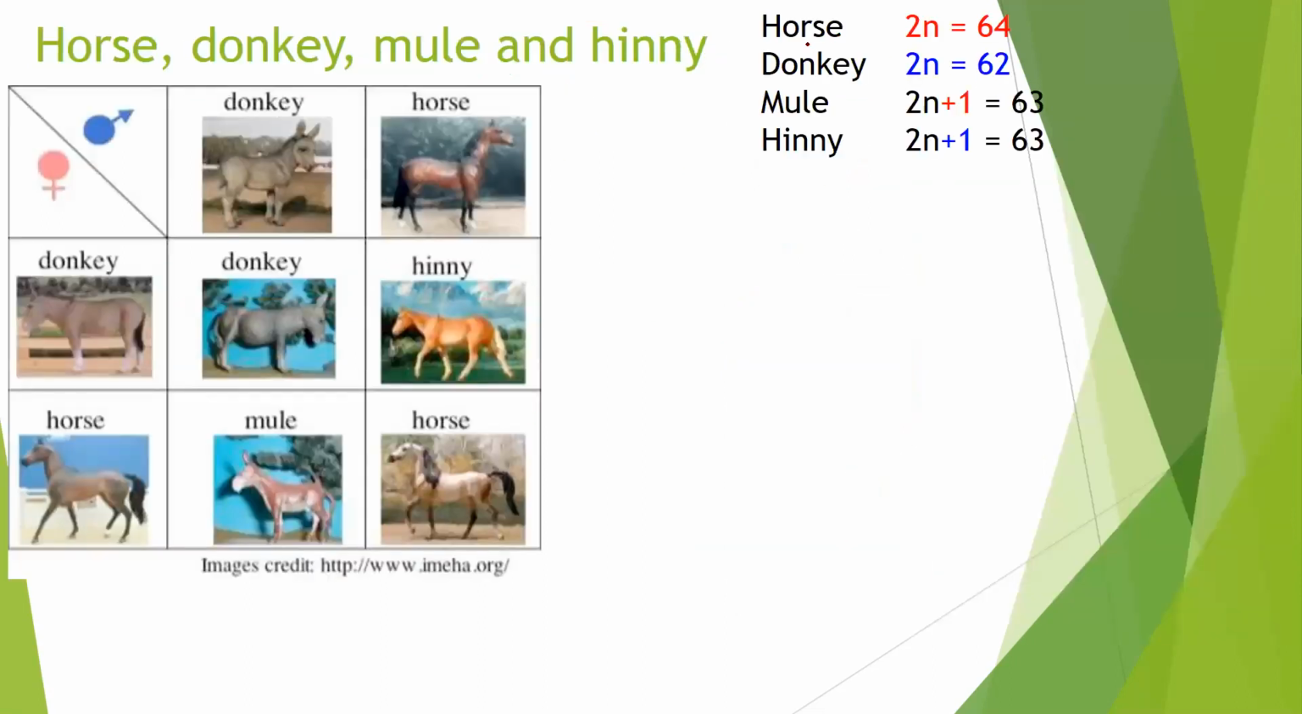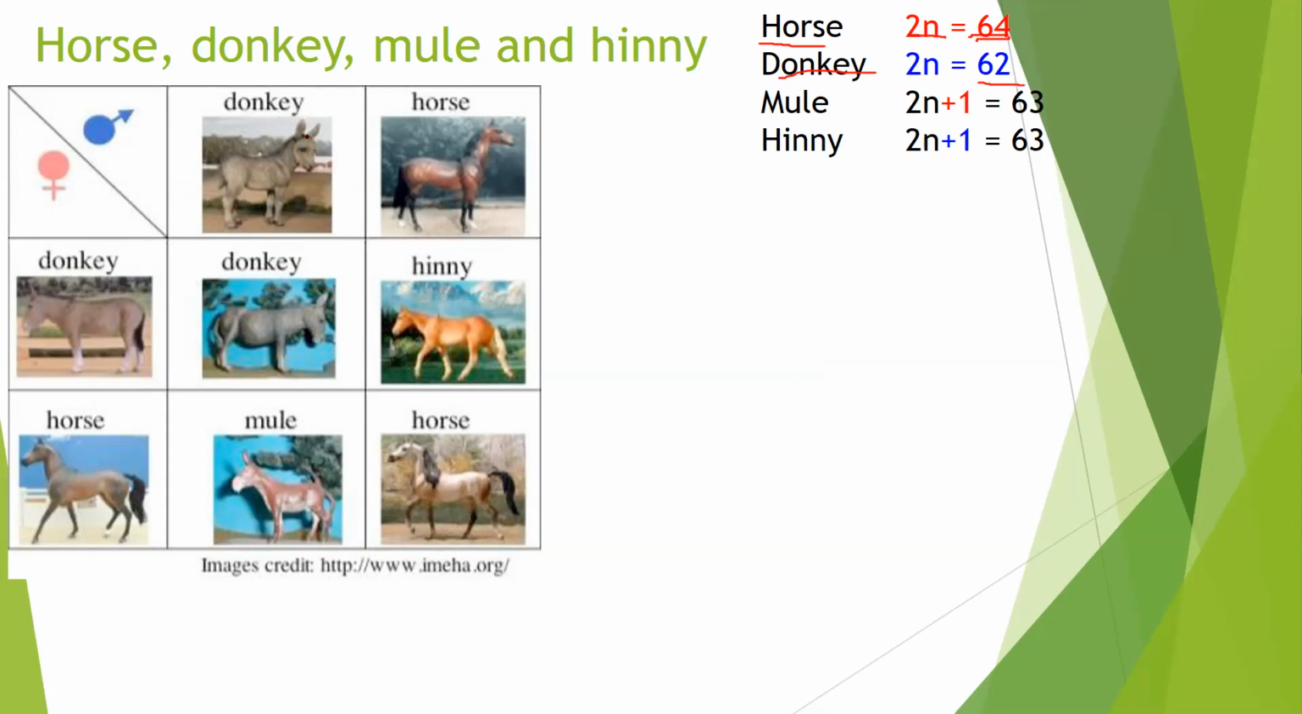In a horse, the diploid number is a total of 64 chromosomes, which means there are 32 different chromosomes, but it's 2n, so that's why the total number is 64. For donkey, it's a little bit different. It's 62.